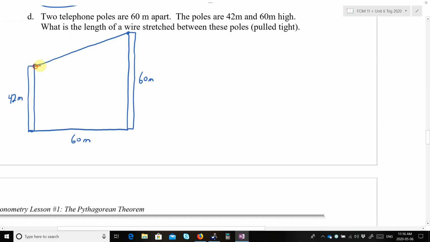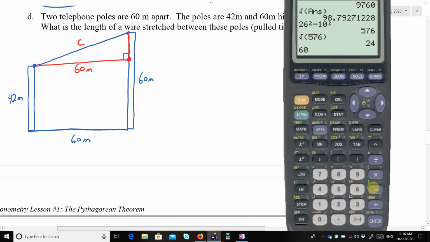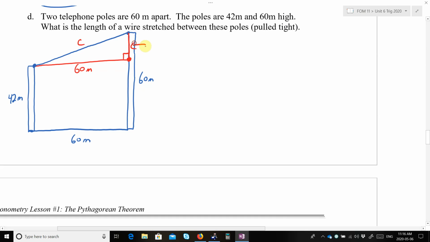So here's the 90-degree triangle that we set up. That's going to be 60 meters, just transferred up from that bottom length. There's our 90 degrees. We want to figure out C, that's across from the 90. That's the length of the wire. And this remaining side right here is the difference in height between the 2 poles. Okay, the taller one is 60 meters. Up to this point right here is 42, so I would have to go 60 minus 42. So this piece right here is 18 meters.